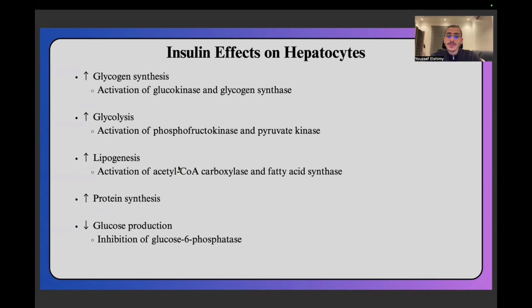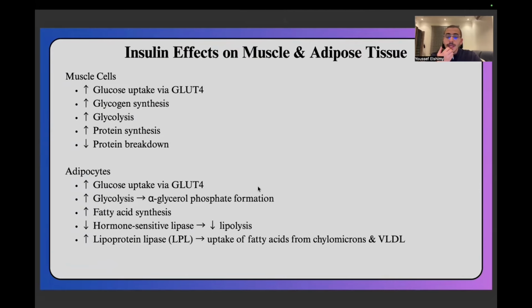This is done by the activation of phosphofructokinase as well as the pyruvate kinase. It would also increase the lipogenesis, fat production, by the activation of acetyl-CoA carboxylase as well as the fatty acid synthase, as well as it's gonna increase the protein synthesis and decrease the production of glucose through inhibition of the glucose 6 phosphatase.